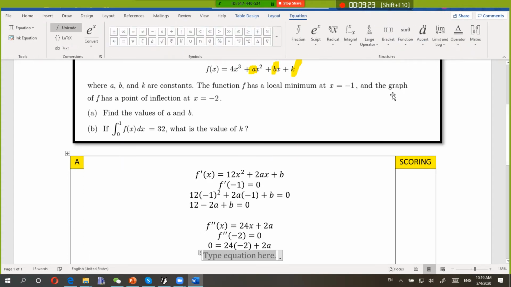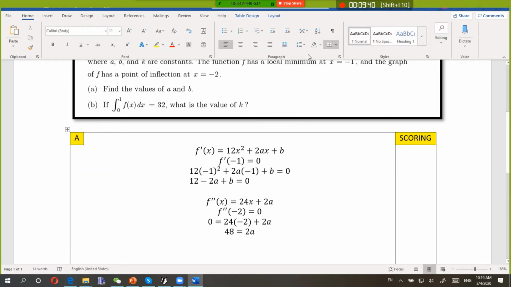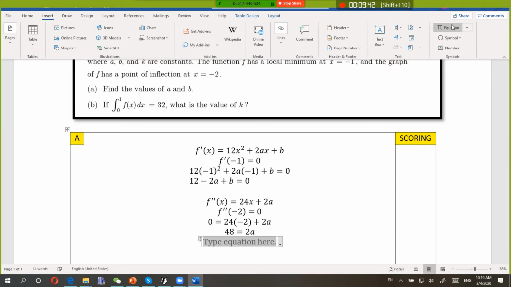Oliver, I'm going to have you keep going with this. Solve for a for me. So we put plus 48 on the left side and divided by 2. Okay, so a is 24.